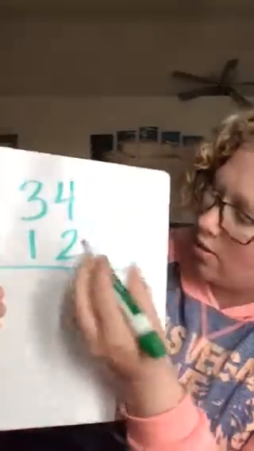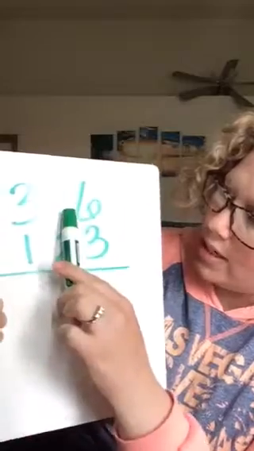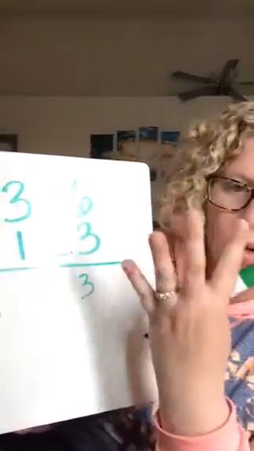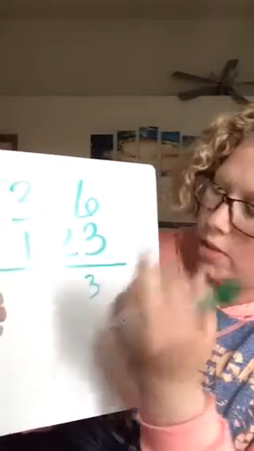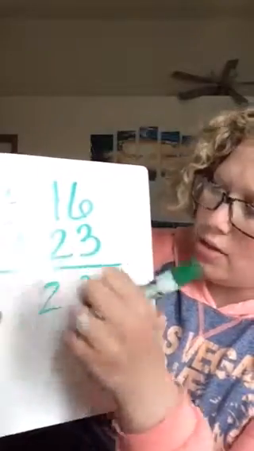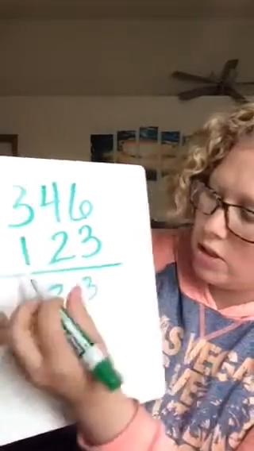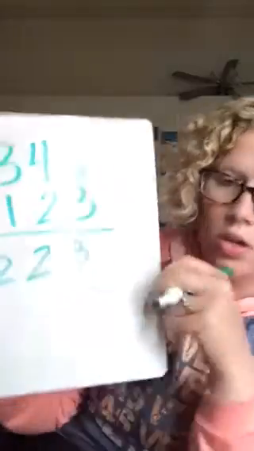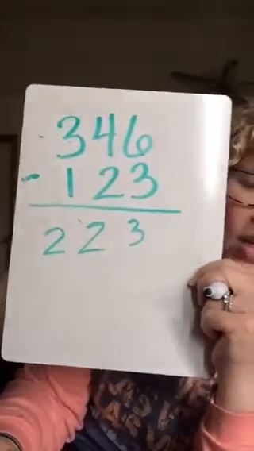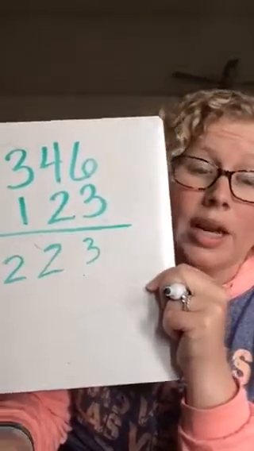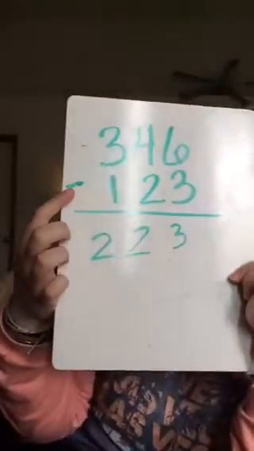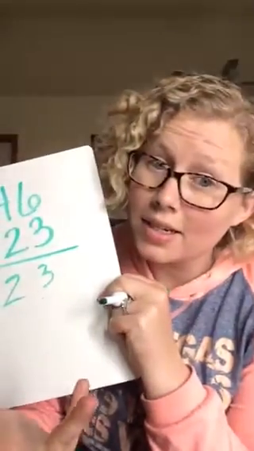My answer is 3. Then I move to my tens. 4 minus 2 gives me 2. And then 3 minus 1 gives me 2. My answer is 223. Now I need to check my answer, and I have to do the opposite of subtraction, which is addition.